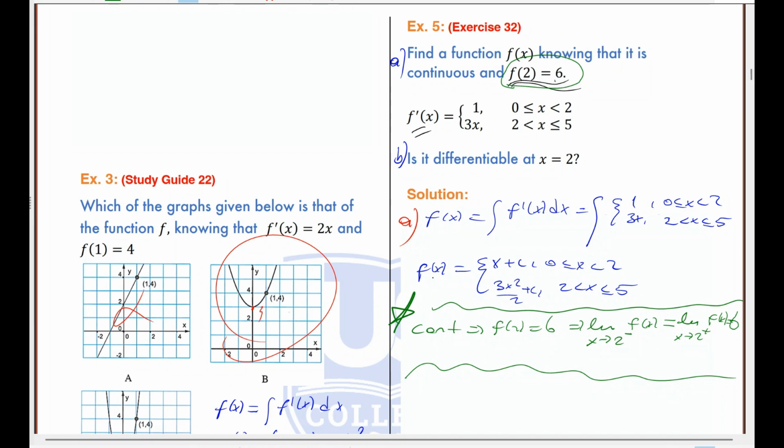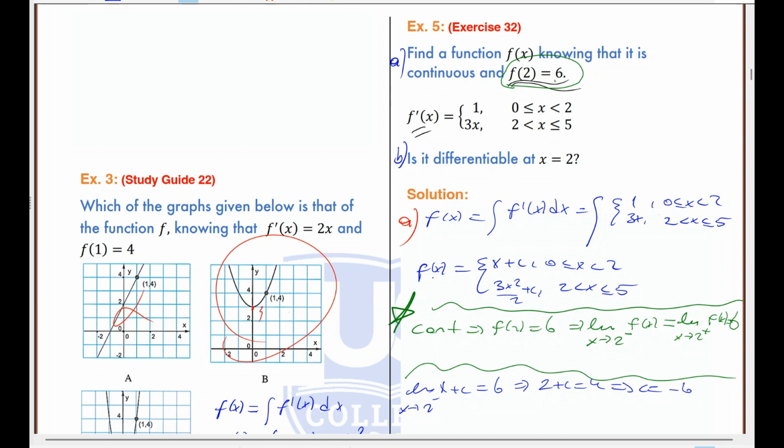This point will help us to find c by finding the left and right side limits. Let's do that. Limit as x approaches 2 from the left of f of x. From the left, this is the first function, x less than 2 is the left side condition, x plus c equals 6. Then when you give 2 to x, 2 plus c is 4, then c is minus 6, right?